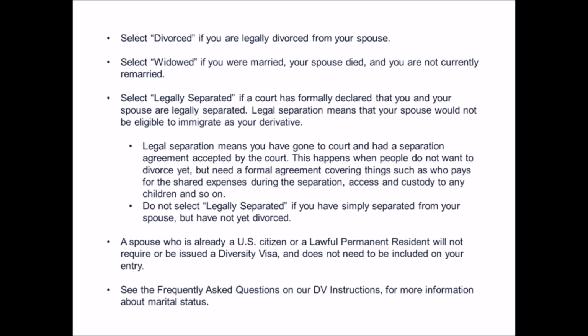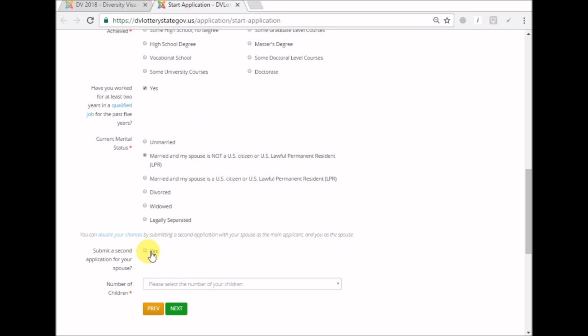A spouse who is already a U.S. citizen or a lawful permanent resident will not require or be issued a diversity visa and does not need to be included on your entry. See the frequently asked questions on our DV instructions for more information about marital status.